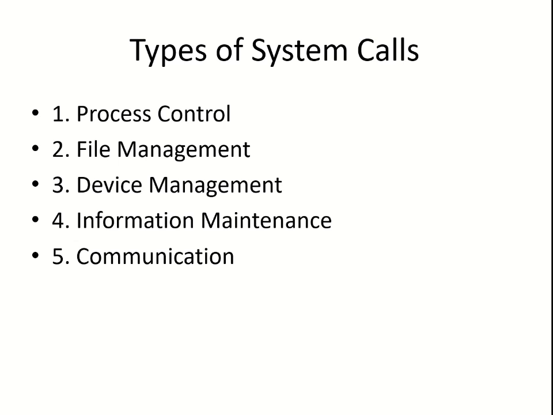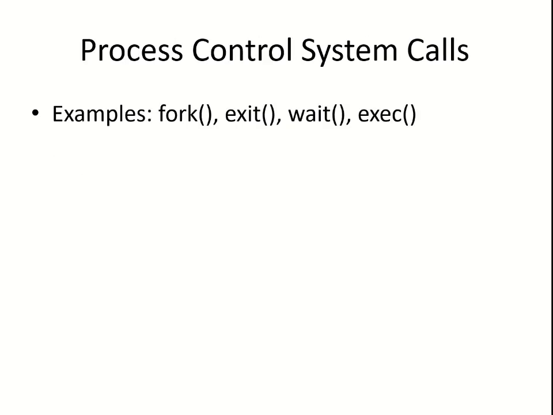Now, the types of system calls. There are some types of system calls, and they are process control, file management, device management, information maintenance, and communication. Process control system calls, for example: fork(), exit(), wait(), exec(). These are examples of process control system calls.